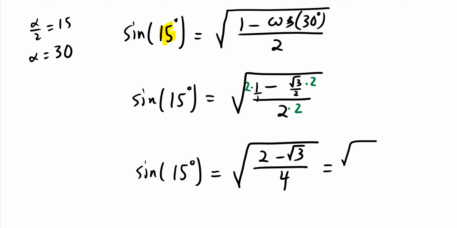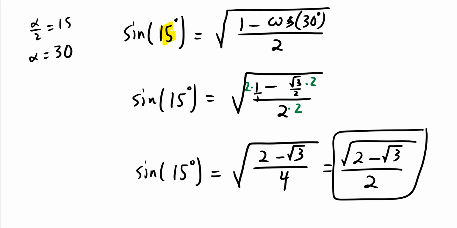You can rewrite this as the square root of 2 minus square root of 3 over the square root of 4, which is 2. That's exactly what we need. That's the answer.